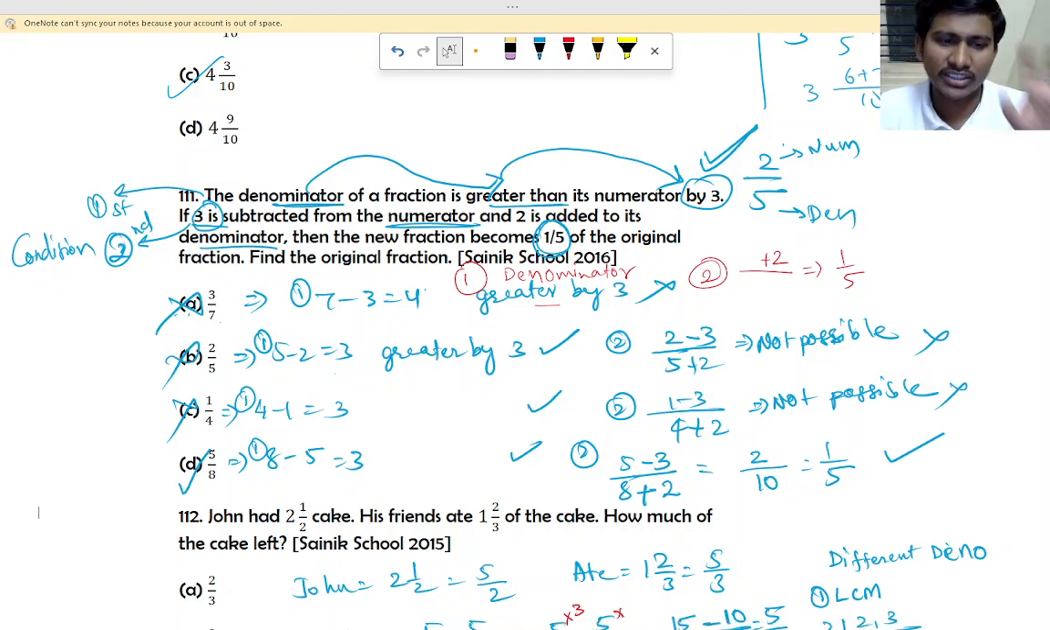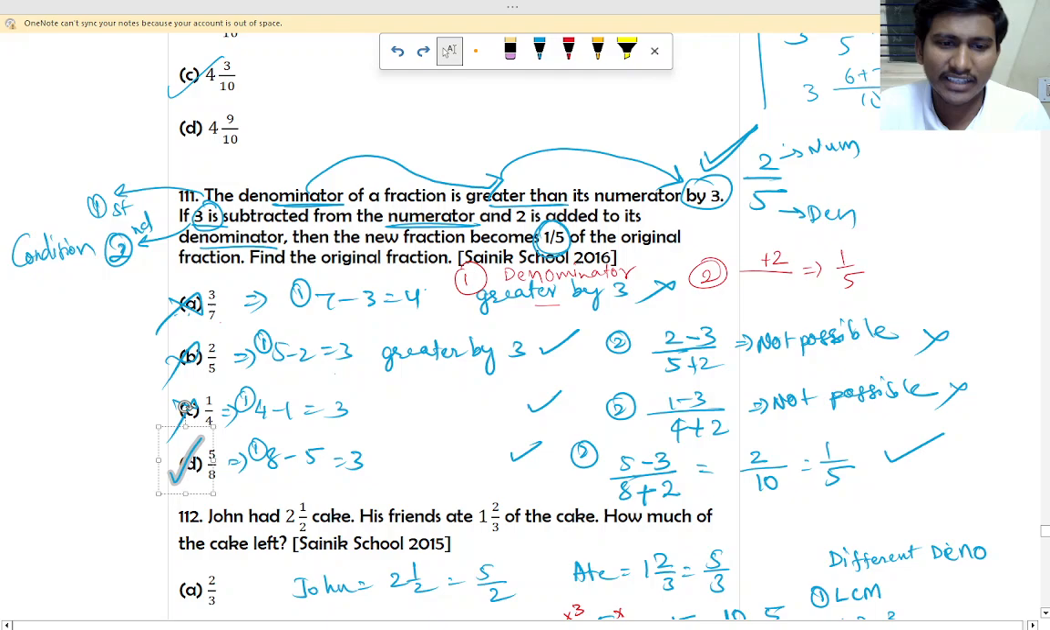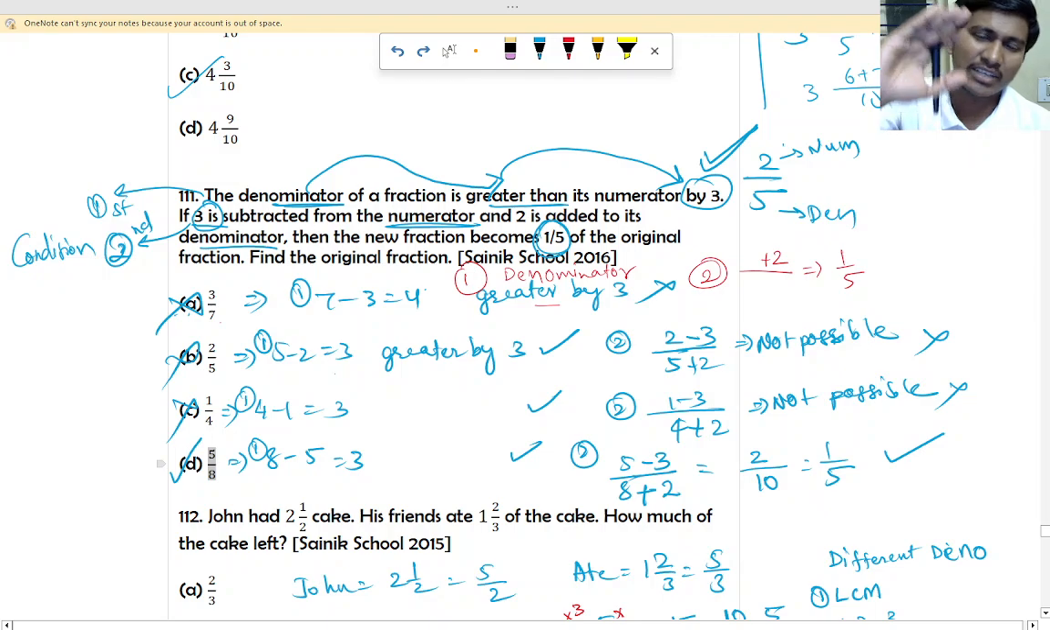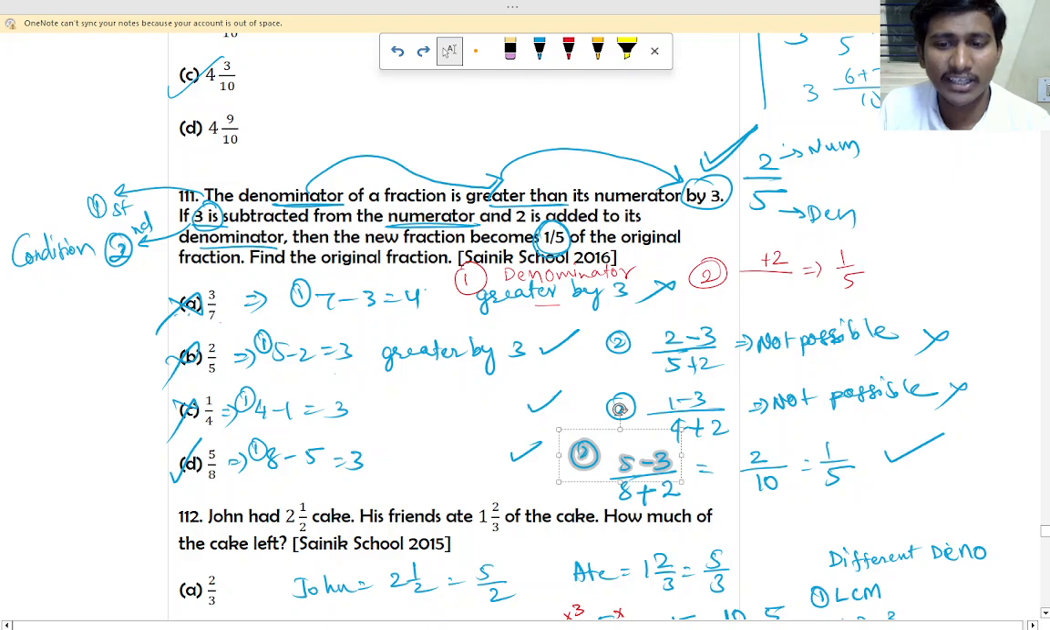Or if you want to check the condition, you can check it also. Here the denominator is greater by 3. That is, 8 minus 5 is 3, greater by 3. That is applied. Next condition: we have to subtract 3 from the numerator and add 2 to the denominator. So 5 minus 3 is 2, 8 plus 2 is 10. So 2 by 10. 2 fives are 10, so you got 1 by 5. They are telling that when you subtract, it becomes one fifth of the original. It became 1 by 5. So that is why the answer is D.